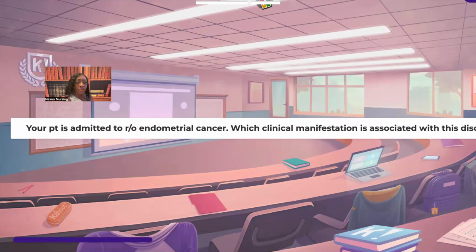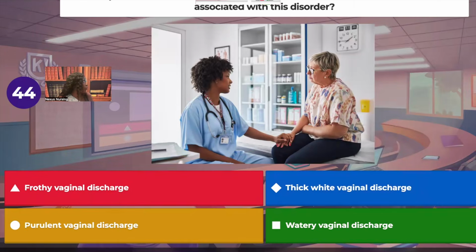All right, your patient's admitted to rule out endometrial cancer. Which clinical manifestation is associated with this disorder? Here are your options: frothy vaginal discharge, thick white vaginal discharge, purulent vaginal discharge, or watery vaginal discharge. What do you guys think? Again, your patient's admitted to rule out endometrial cancer. Which clinical manifestation is associated with this disorder?